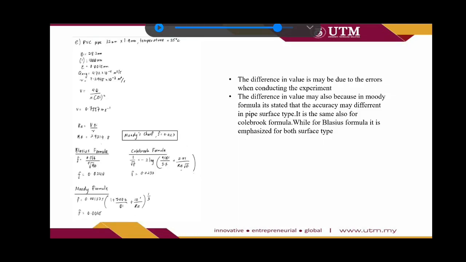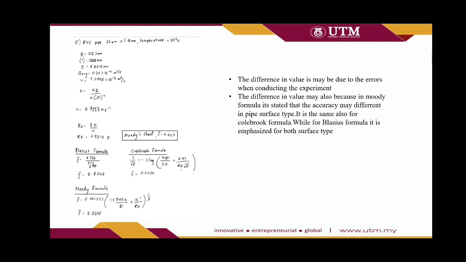Lastly, for the PVC pipe 32mm times 1.9, V is equal to 0.7557. And for the RE, we get 29214.8. At the Moody chart, we get F is equal to 0.023. By the Blasius formula, we get F is equal to 0.24. By the Colebrook formula, we get 0.0237. And by the Moody formula, we get F is equal to 0.0045.